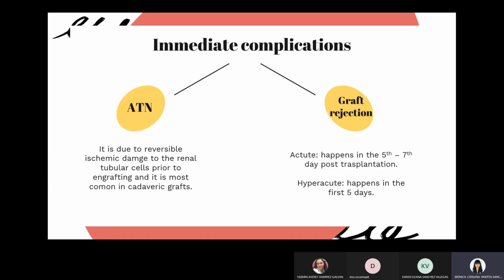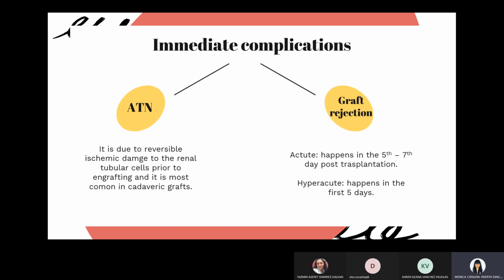So with the 2 things that we found in our patient, we can have several options, but the most common ones are the acute tubular necrosis and the graft rejection. Acute tubular necrosis is due to a reversible ischemic damage to the renal tubular cells that happens before the engrafting of the cadaveric graft. It affects around 20 to 60% of cadaveric grafts in the first 24 hours, and some of the predisposing factors can be hypotension in the donor, long warm and cold ischemic times, as well as cadaveric grafts, which our patient had.